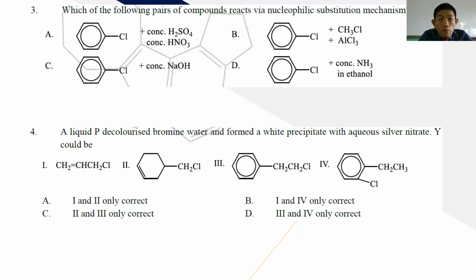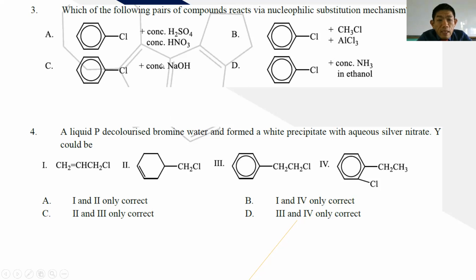Number 3, which of the following pairs of compounds react by nucleophilic substitution reaction? The products given for each of the reactions in here you must understand very well. So this one will result in the formation of chloronitrobenzene, at the ortho and para positions. Whereas at B it is also the same. It is also an electrophilic aromatic substitution reaction, where it is also substituting at the ortho and para positions.